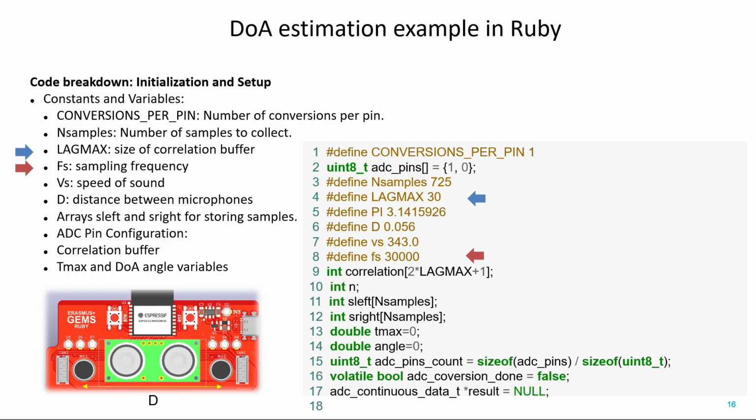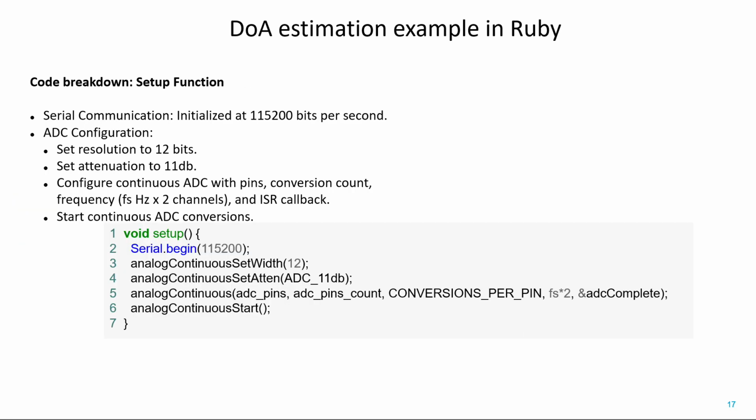Then, lagmax defines the size of the correlation window that we will compute, because we don't need all the samples in the correlation. Then, we set the sampling frequency to 30 kHz. We also set up the speed of sound to 343, which corresponds to room temperature, as we said before. And also, we configure the distance between the microphones in the Ruby board. Also, we initialize the correlation buffer that we will use to store the correlation values, and also the Tmax and zeta s angle variable.